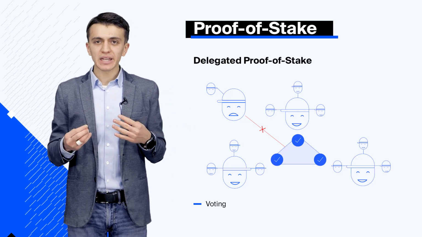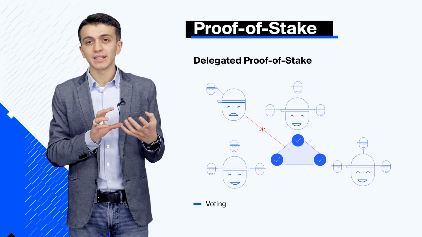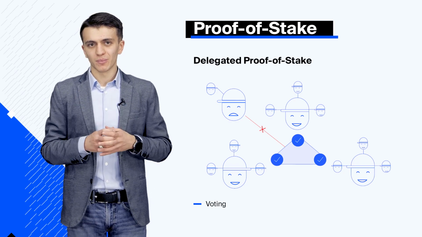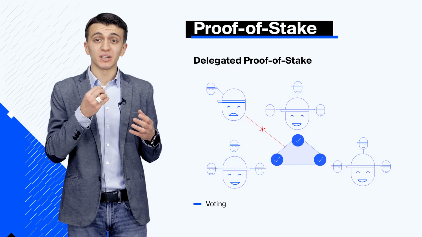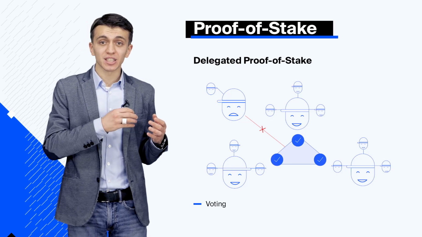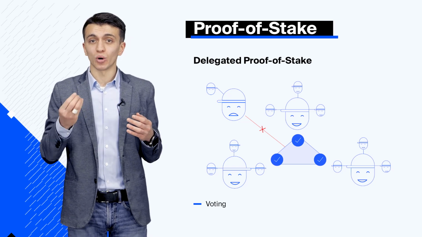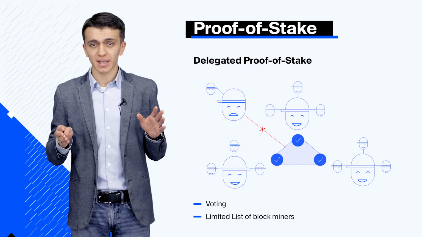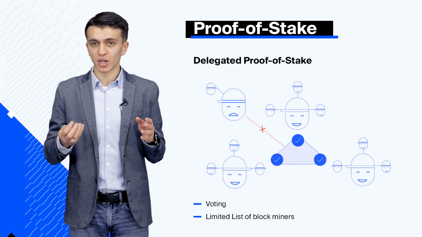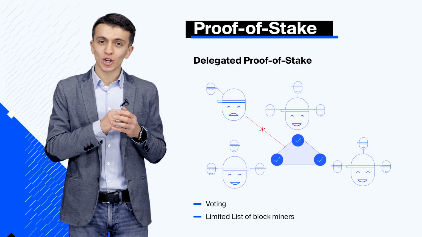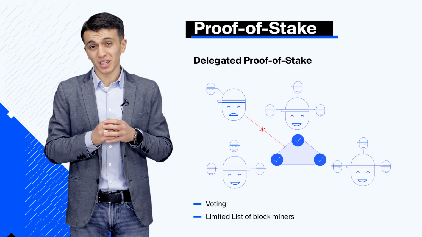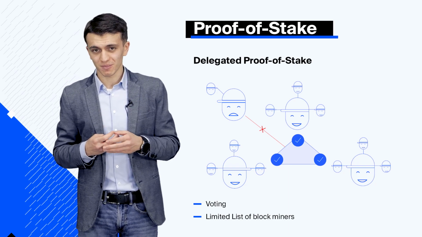The number of delegates is limited to a predefined and relatively small number. Only the selected participants are able to generate new blocks in a predefined order. No one else can participate in the block creation process. There are a lot of questions around whether this should be considered a real decentralization.